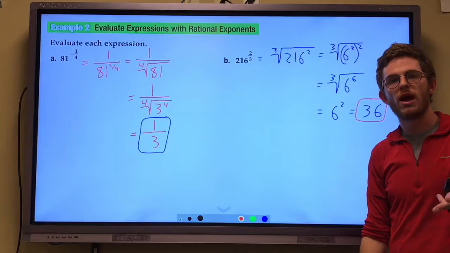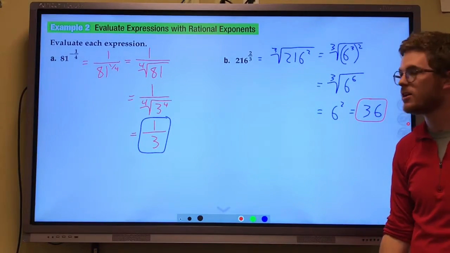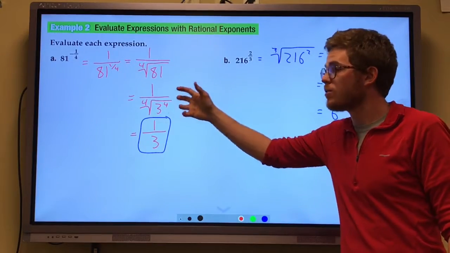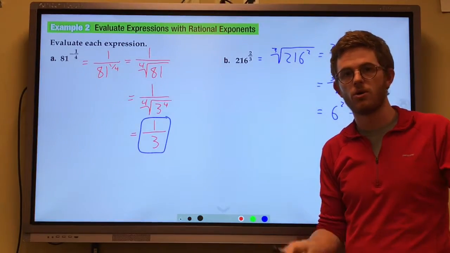So there's some rational, some fractional exponents for us. Very helpful to be able to switch between the 2 different forms to go from a rational exponent to a radical symbol, or vice versa.